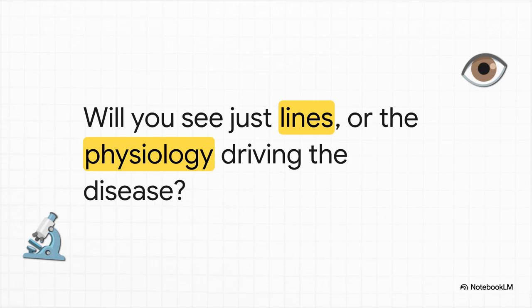I'll leave you with this provocative question. When you look at your next OCT in clinic tomorrow morning, are you just going to see a bunch of gray and white lines? Or will you see the underlying cellular physiology, the mitochondria, the glial cells, and the potential pathways that are actively driving the disease process?